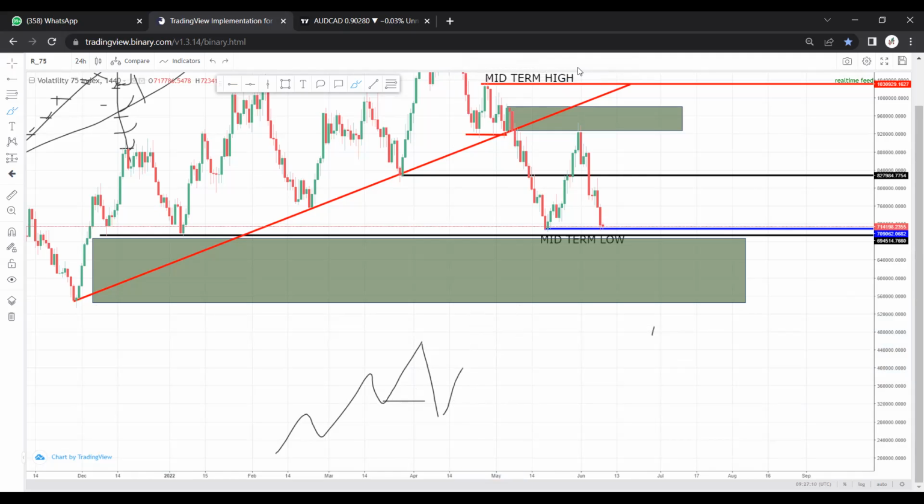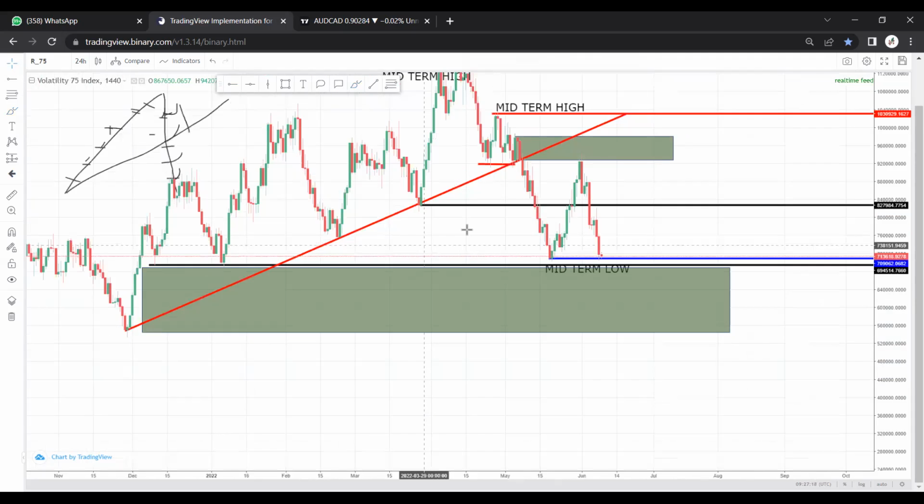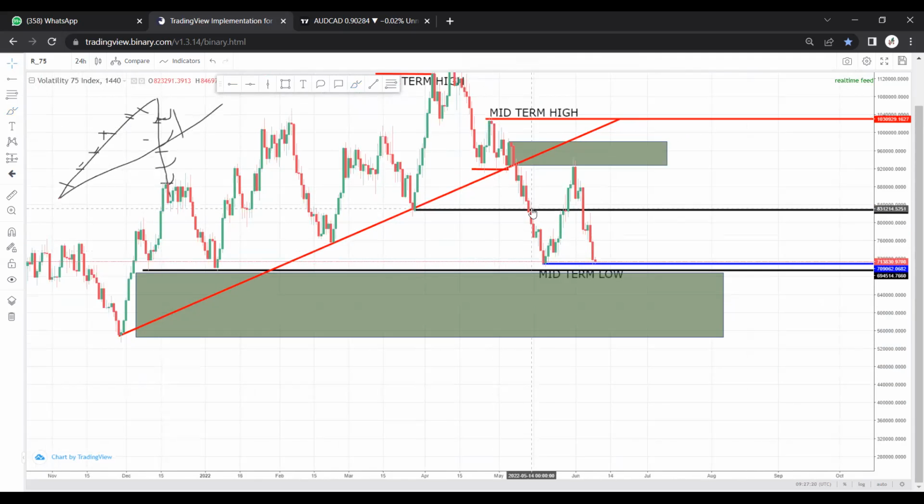Yes, sir. So now let us go back to this. Now the break of market structure happened here, exactly here. So now I'll put my marker here. It happened on which day? On the 13th of this month, of last month rather.